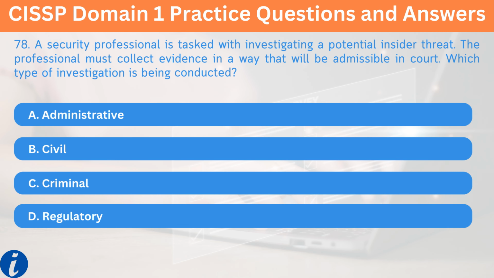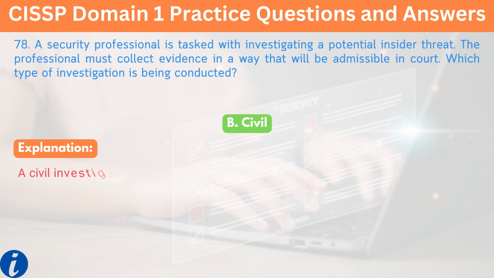78. A security professional is tasked with investigating a potential insider threat. The professional must collect evidence in a way that will be admissible in court. Which type of investigation is being conducted? A. Administrative. B. Civil. C. Criminal. D. Regulatory. The correct answer is B.